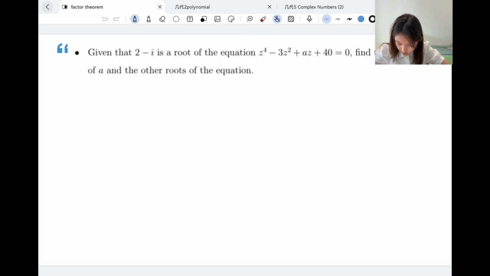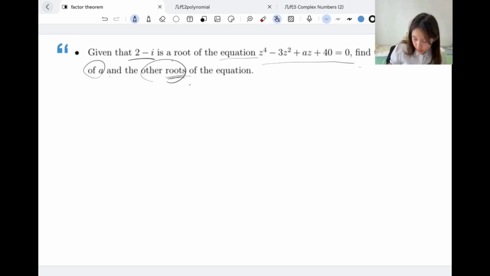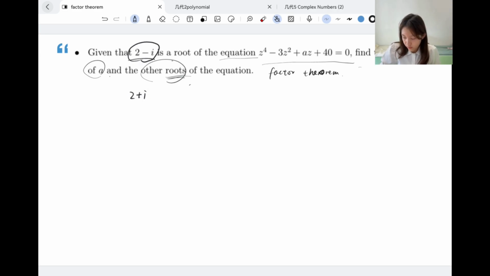Okay, finally we do a difficult exercise. This week we learned complex numbers, and we are told that 2 minus i is a root of the equation, and we need to find the value of a and the other roots. When we see roots, we can think of the factor theorem. We learned that if 2 minus i is a root of the equation, then 2 plus i is also a root.